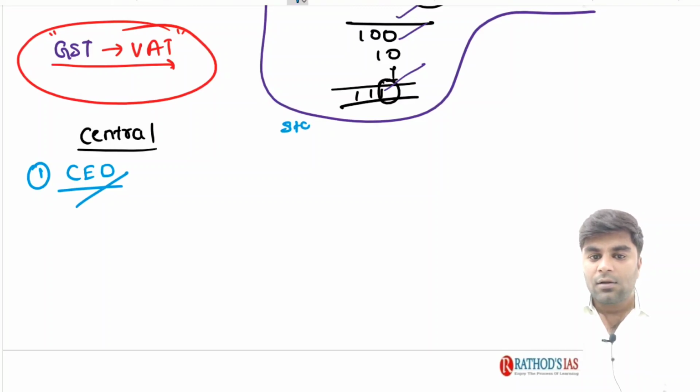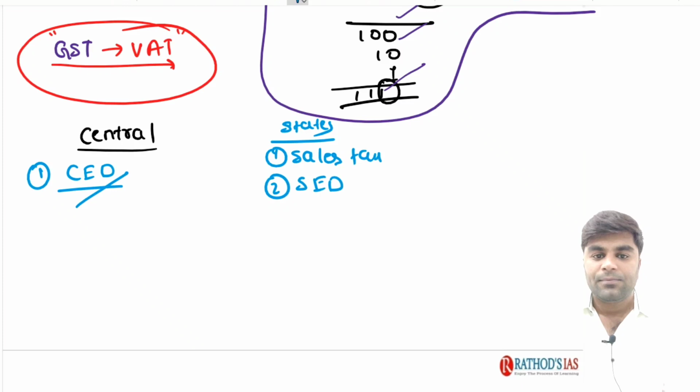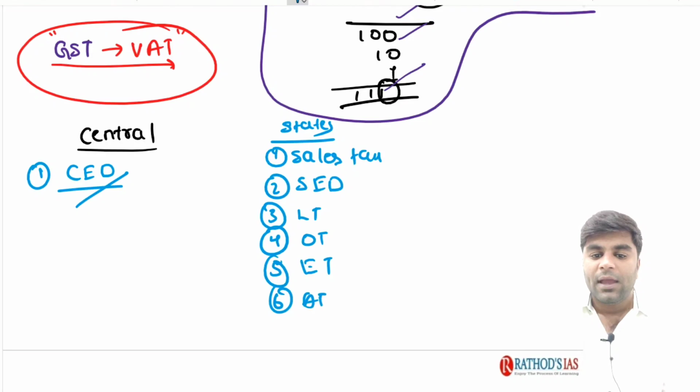Now, the states also used to impose different kinds of indirect taxes like sales tax, the state's excise duty, luxury tax, the local bodies' octroi, entertainment tax, amusement tax. In such a way, the state governments imposed different kinds of indirect taxes once.